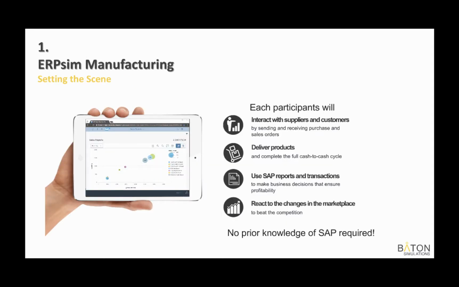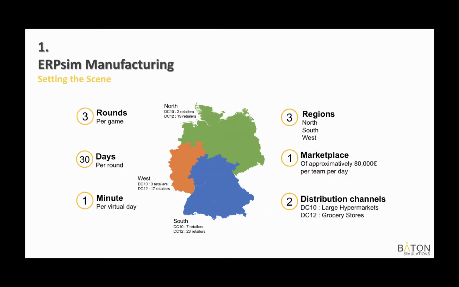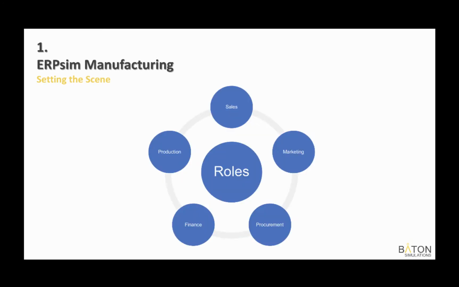Set up before the simulation. This is what you need to tell participants. Using the standard ERPsim slides or your own custom ERPsim slides, explain what the simulation is, why the participants will be playing, and why it is relevant to their jobs. Using those slides, present the following information to your participants: what to expect from the session, the business processes covered by the scenario, the details of the marketplace and of the products, the rules of the simulation, and the different roles participants will have to play.